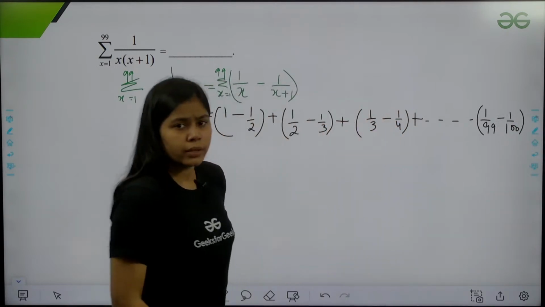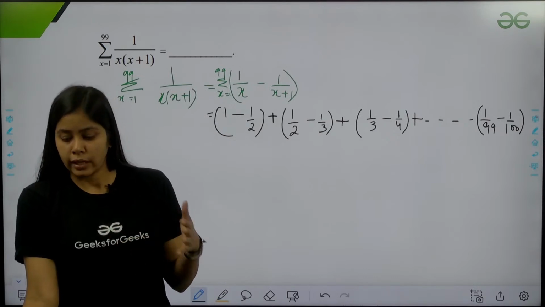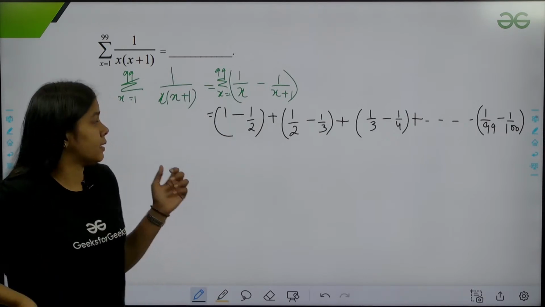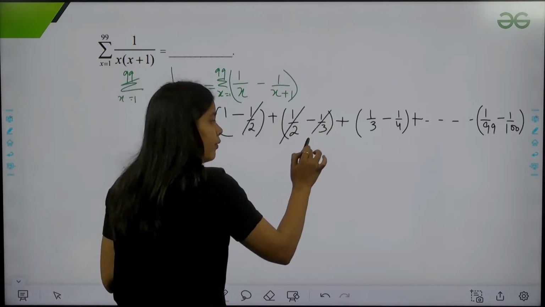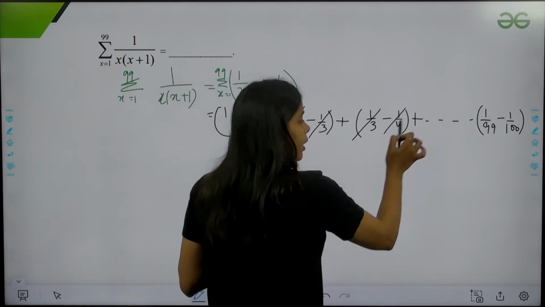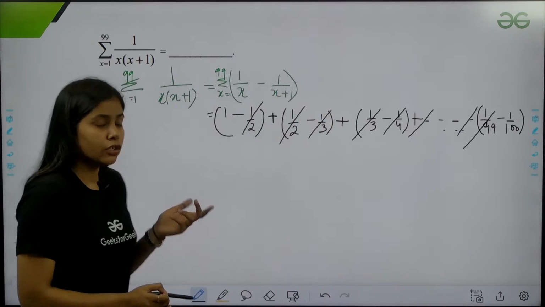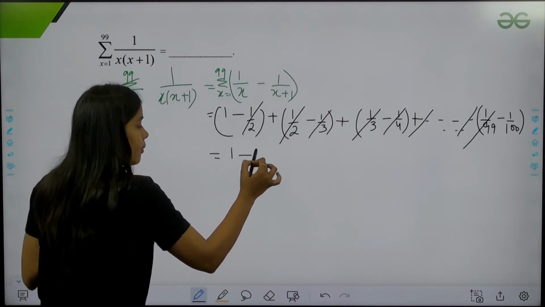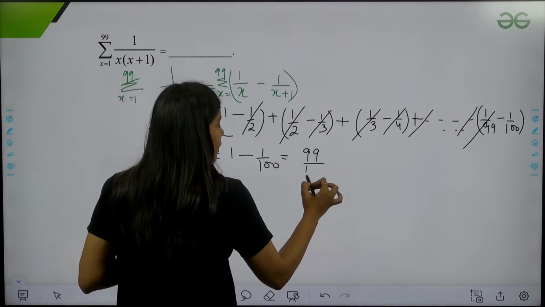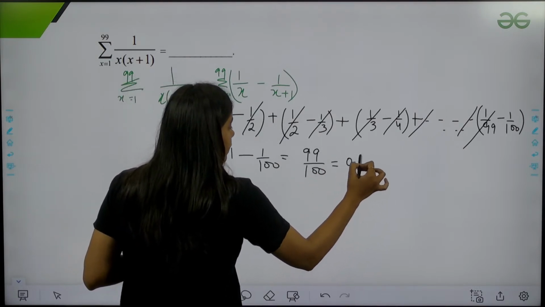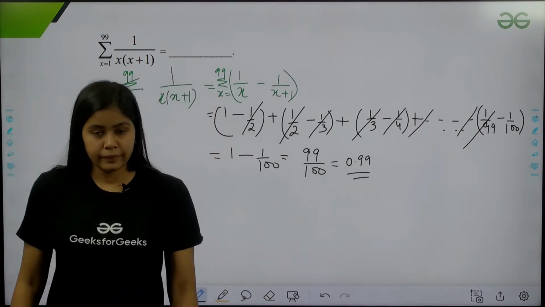Now you can cancel out some terms here. There are some terms which you can cancel with each other, right? You can cancel 1 by 2 with 1 by 2, and similarly 1 by 3 with 1 by 3, 1 by 4 with 1 by 4, and similarly 1 by 99 with 1 by 99. You are only left with 1 minus 1 by 100. On solving you will get 99 by 100, which is 0.99. So here 0.99 is my correct answer, right?